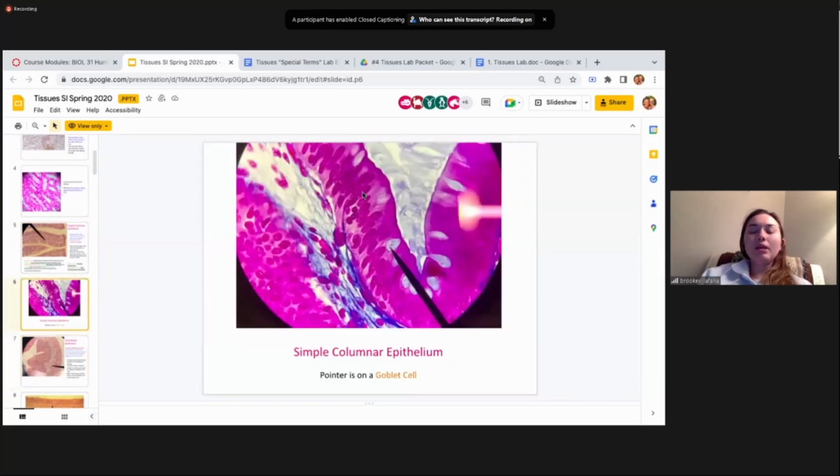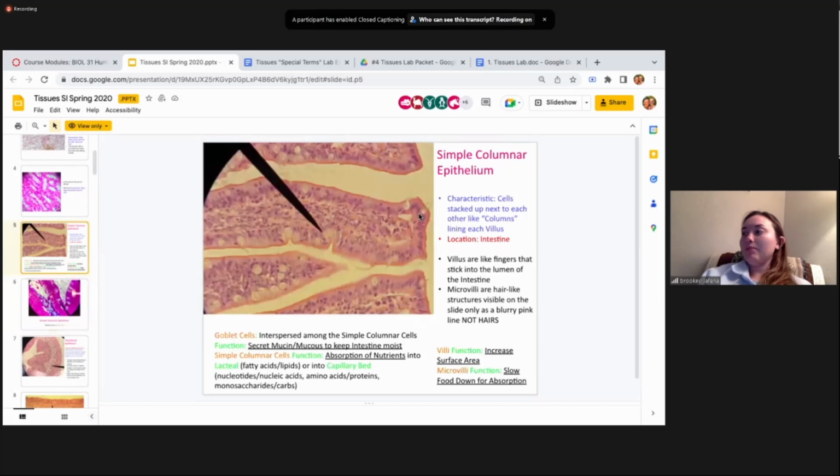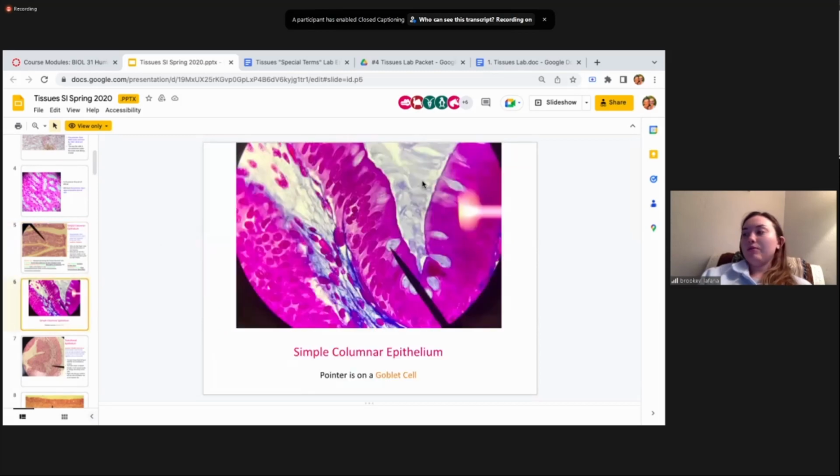So this is another example of simple columnar epithelium. So this was simple columnar epithelium. This is another example of simple columnar epithelium. Hopefully you guys are feeling a little bit like, whoa, those look really different from each other, right? How would I tell those apart on an exam?